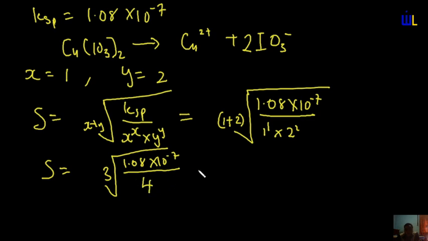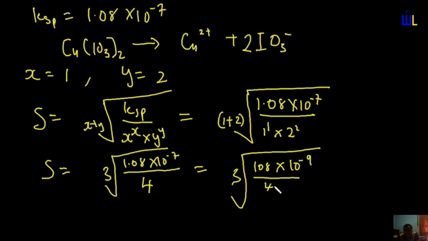So we have 4. Now, if we happen to solve this, I'm going to use the non-calculator method, or solve it without calculator. I believe that we all should understand this. Now, I can change this to 108 times 10 raised to the power minus 9, and when I do that, divided by 4. Why did I do this? So that I can be able to divide this and get 27.